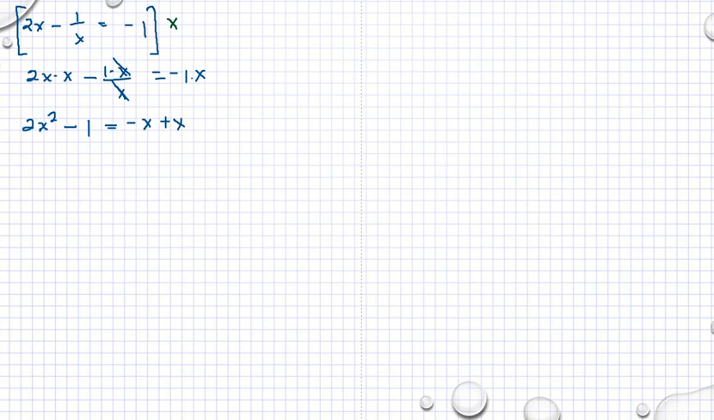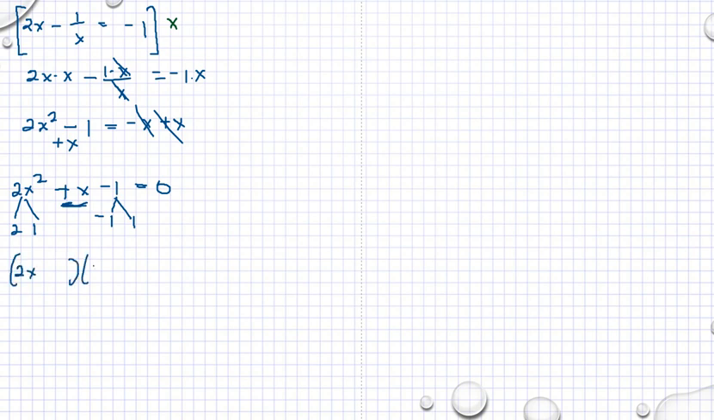Adding both sides of the equation by x. Then we have 2x squared, this is 0 now, plus x minus 1 is equal to 0. There is only one thing we can do with this, that is negative 1 and 1. This one is 2 and 1. We have a positive middle term, then we have 2x, we have x.